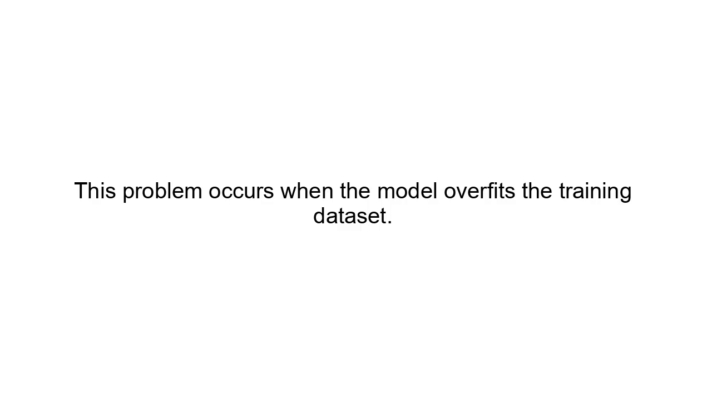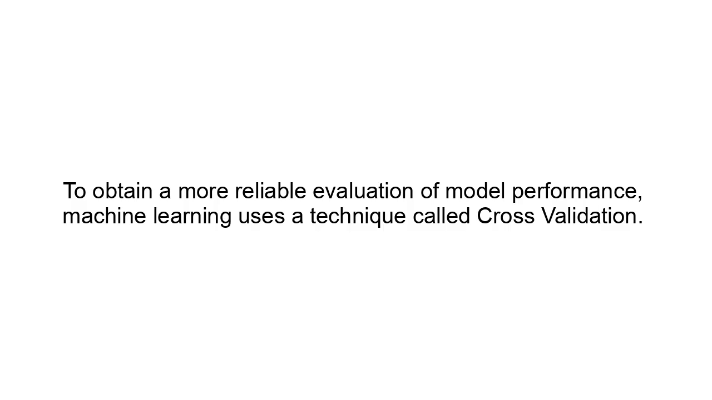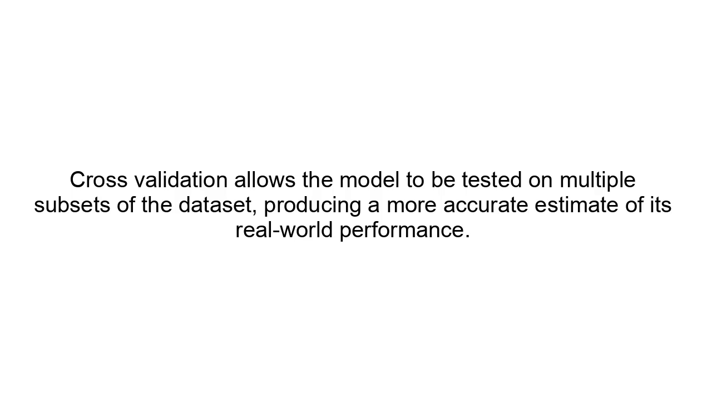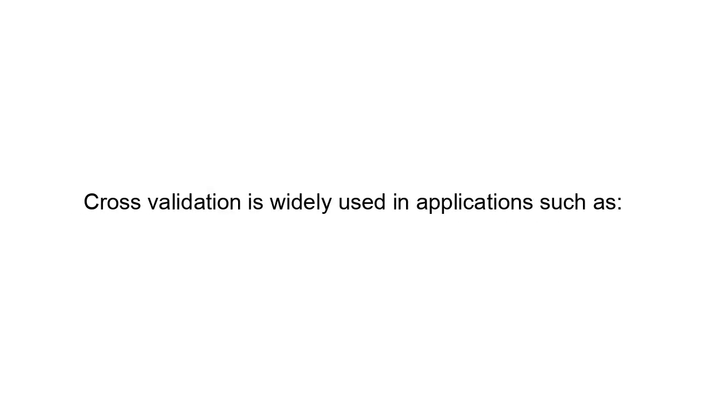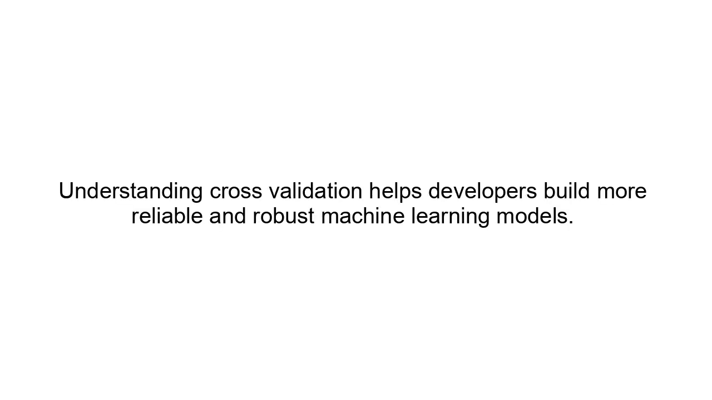To obtain a more reliable evaluation of model performance, machine learning uses a technique called cross-validation. Cross-validation allows the model to be tested on multiple subsets of the dataset, producing a more accurate estimate of its real-world performance. Cross-validation is widely used in applications such as fraud detection systems, recommendation engines, healthcare prediction models, financial risk analysis, and customer behavior analytics. Understanding cross-validation helps developers build more reliable and robust machine learning models.